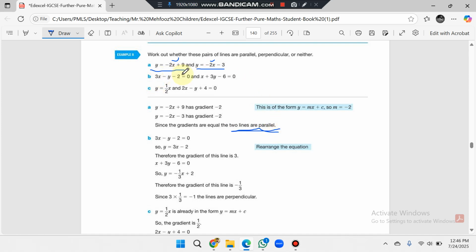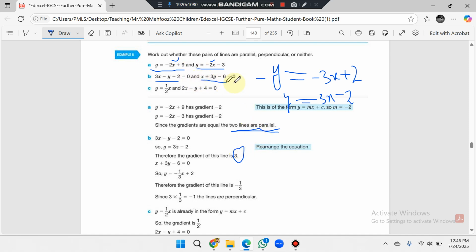In part B, first of all we have to convert this equation into the standard form, that is y = -3x + 2, right? After that, when we divide the whole equation by -1, it becomes y = 3x - 2. So it means that its slope, or its gradient, is 3.